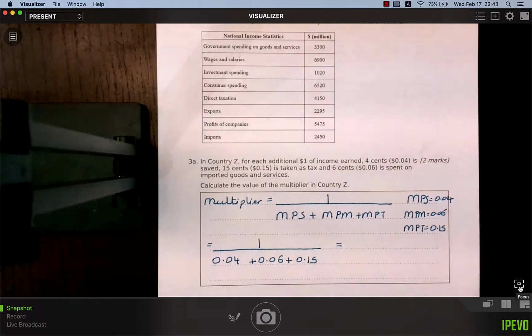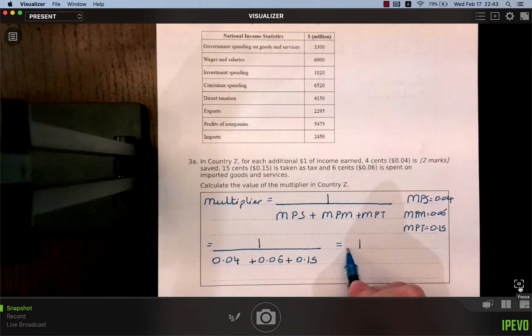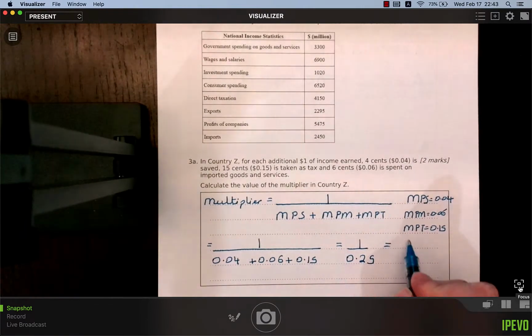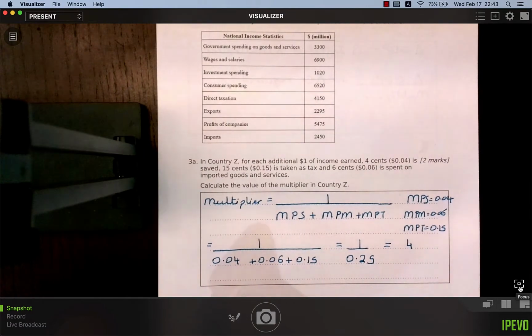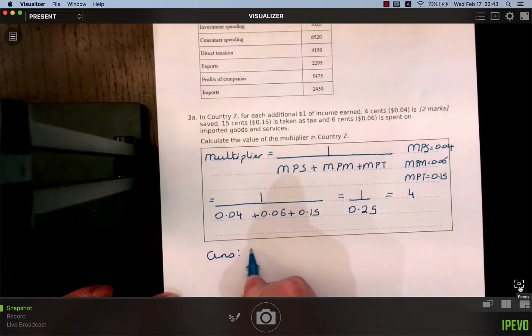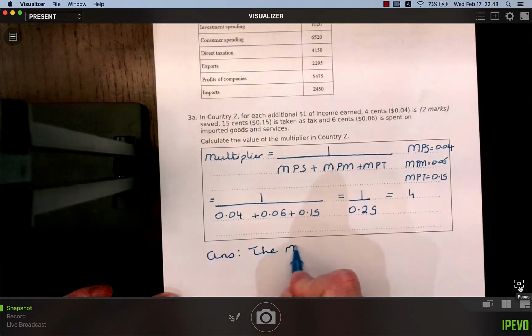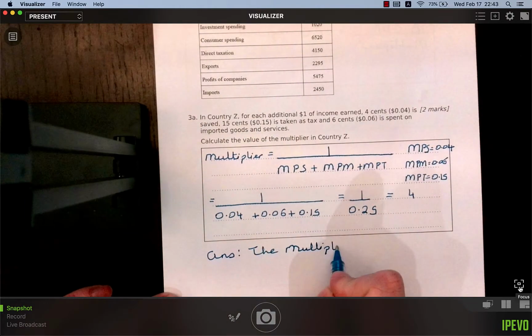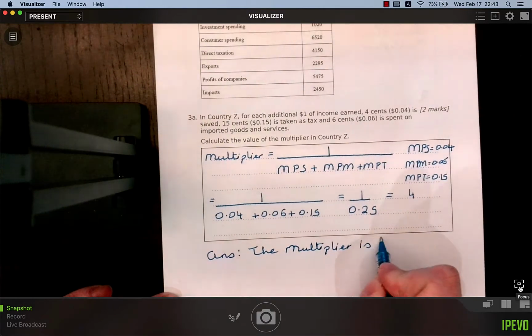So what I've just done is I've plugged all these numbers in, okay, and if I add the bottom line, 0.04 plus 0.06 is 0.1, and 0.1 plus 0.15 is 1 over 0.25, which equals 4. So I'm just going to write down here, okay, just move this up so you can see. Okay, answer, the multiplier is 4.